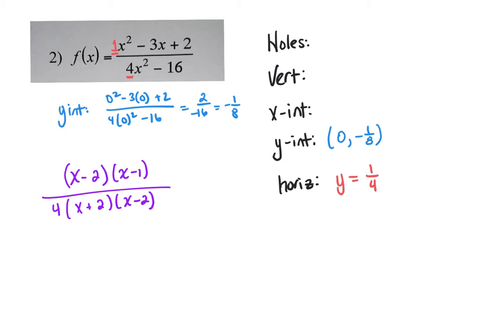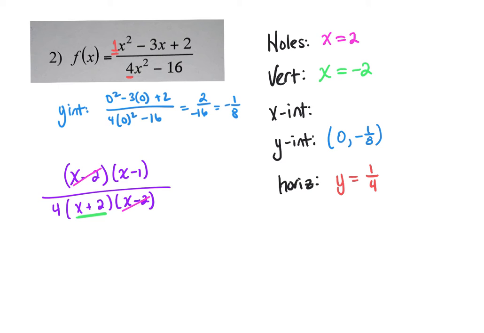My holes happen where my denominator is 0 and it cancels. So that happens at x minus 2. So that's when x equals positive 2. That's my hole. My vertical happens where my denominator is 0 and it does not cancel. That happens at the x plus 2. So that's going to be when x equals negative 2. That's what makes that 0.